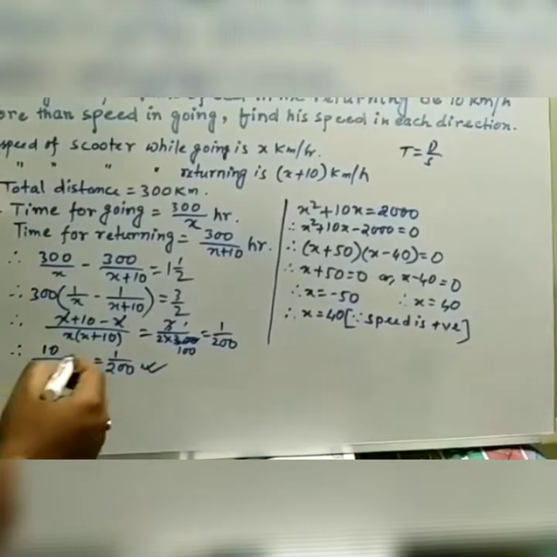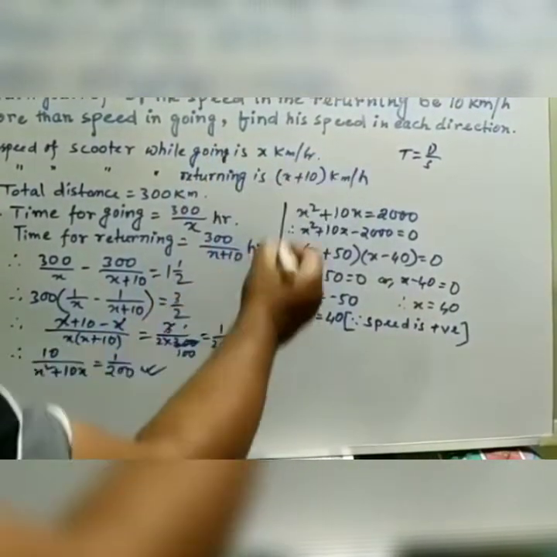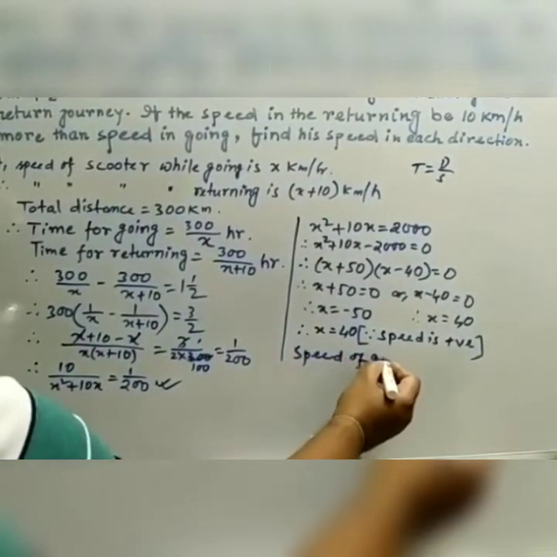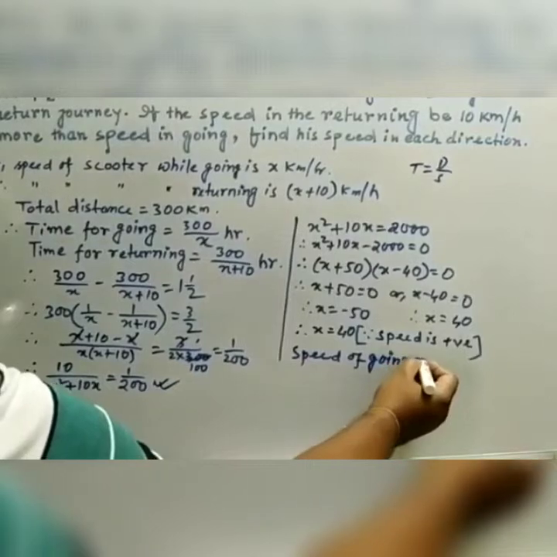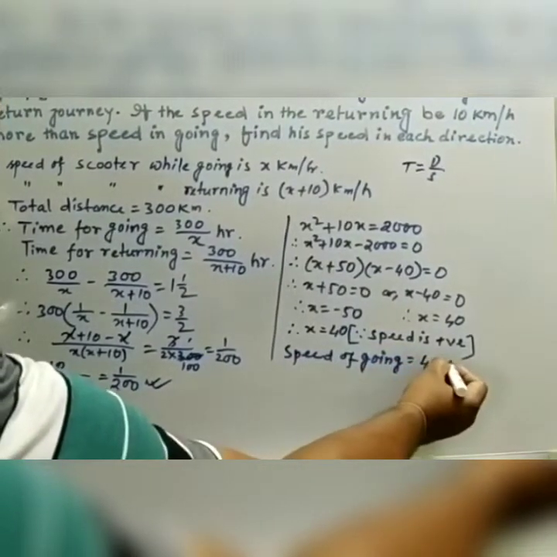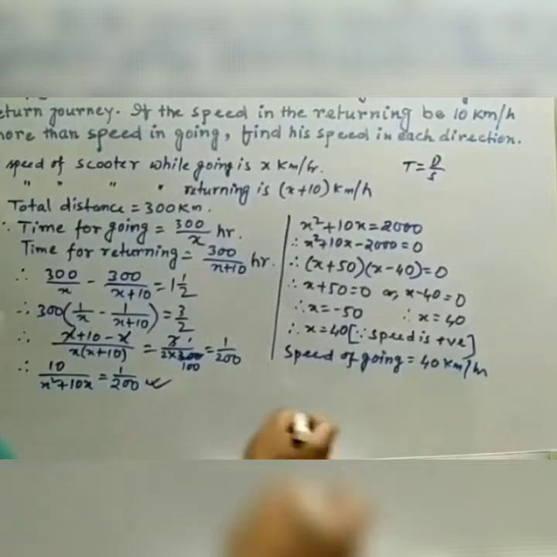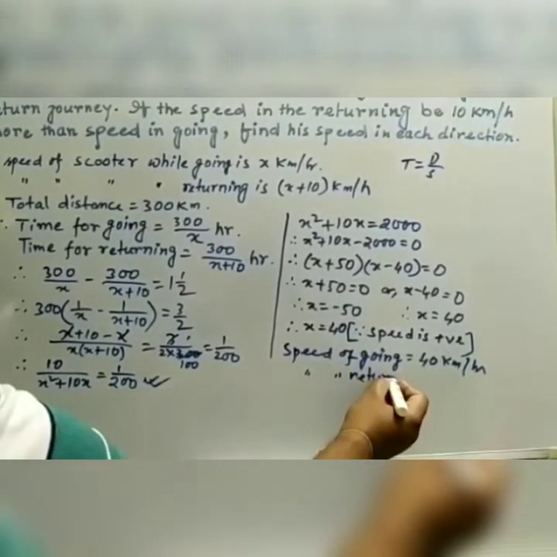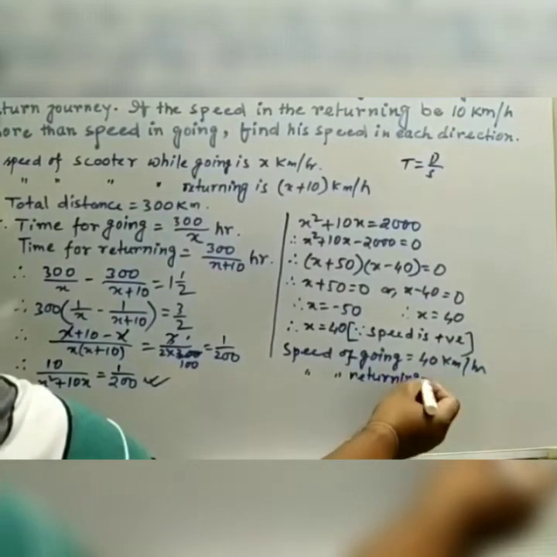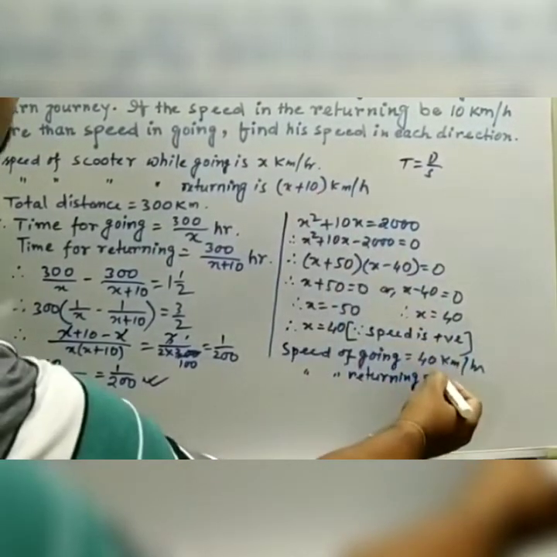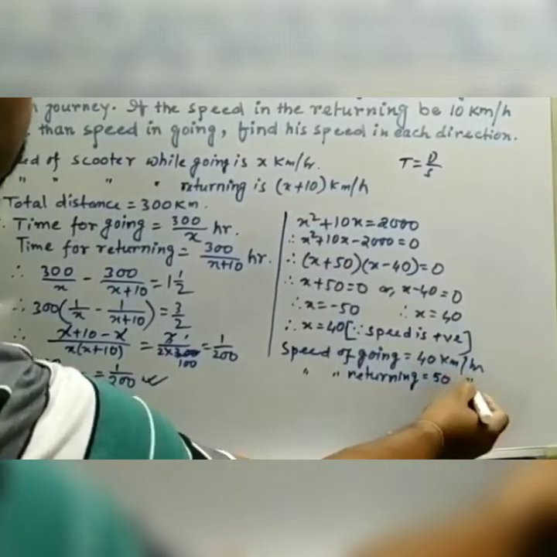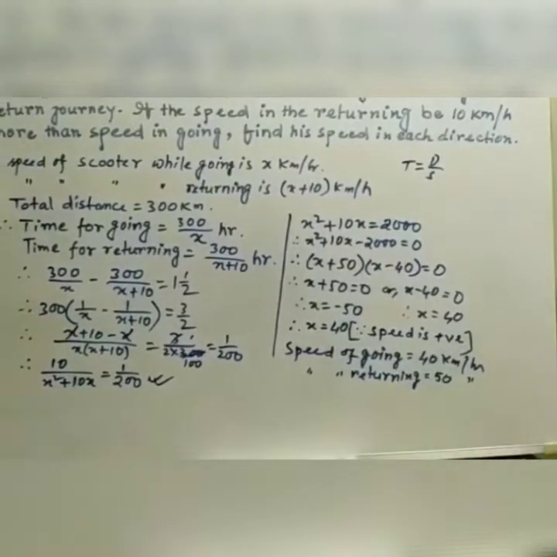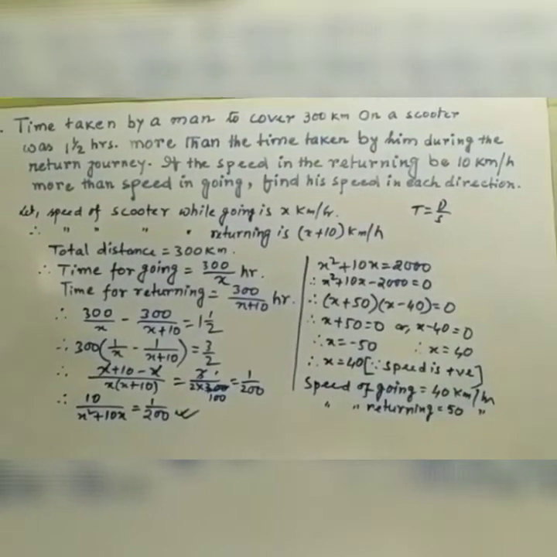So we got the two speeds. Speed of going journey equals to 40 kilometer per hour, and speed of returning equals to 40 plus 10, that gives 50 kilometer per hour. So we got both the answers, both the speeds of going journey and returning journey.